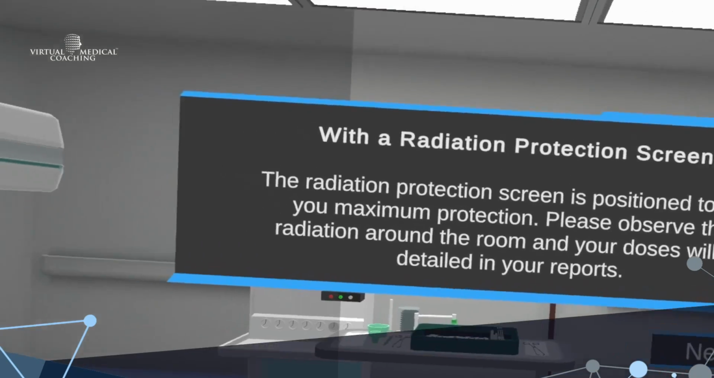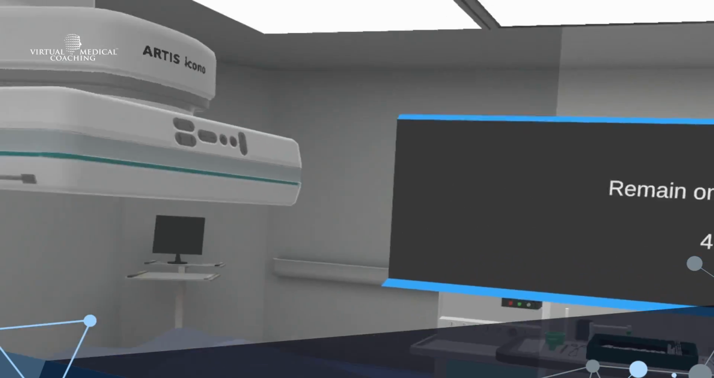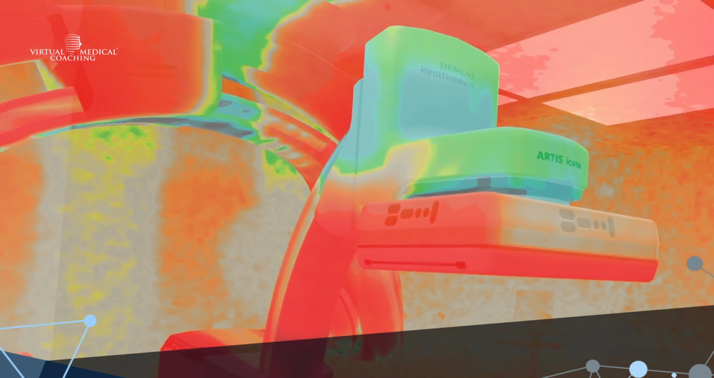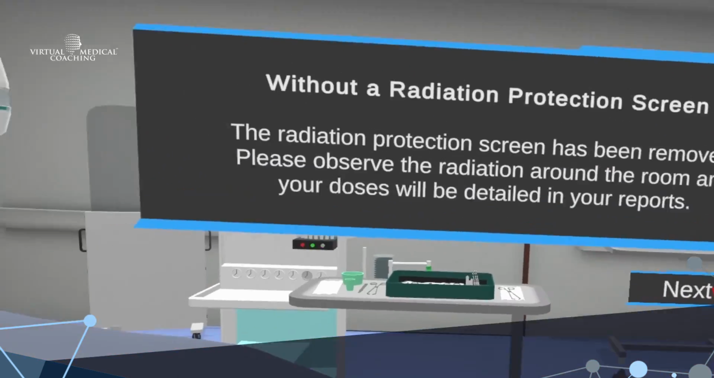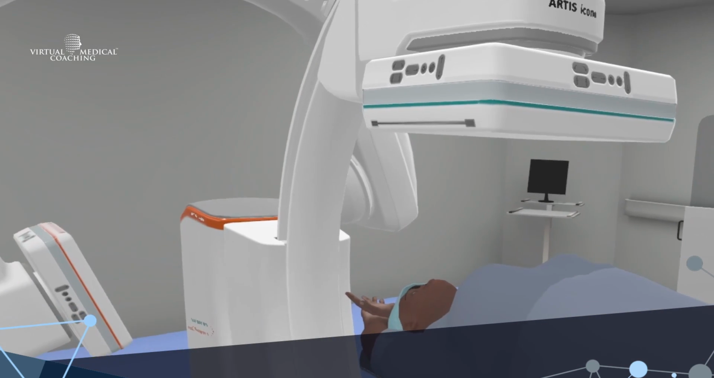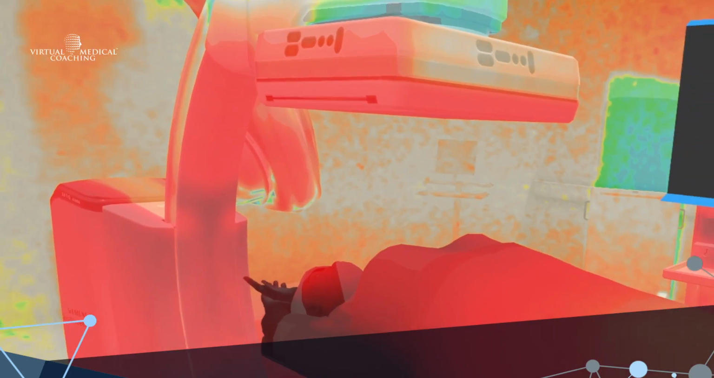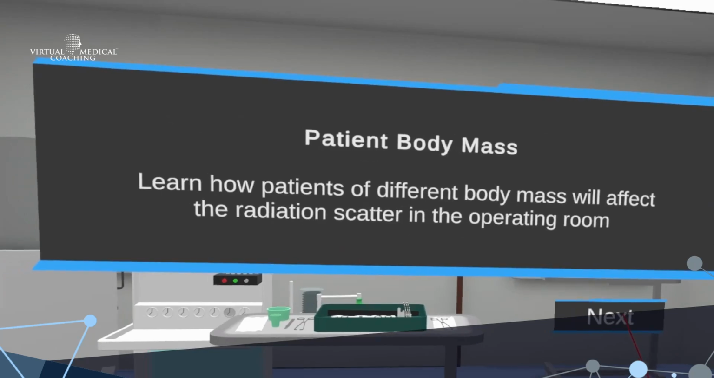So this is with a lead protection screen. You can just about see it in front of me there. And you can see the color of my hand. If I'd looked down just a little bit more in virtual reality, you would have been able to see the dose on my wrist, but I didn't. And then I've now got no shield, and you can see the huge difference in color on my hand. But I'll get all of this in my report in just a minute.